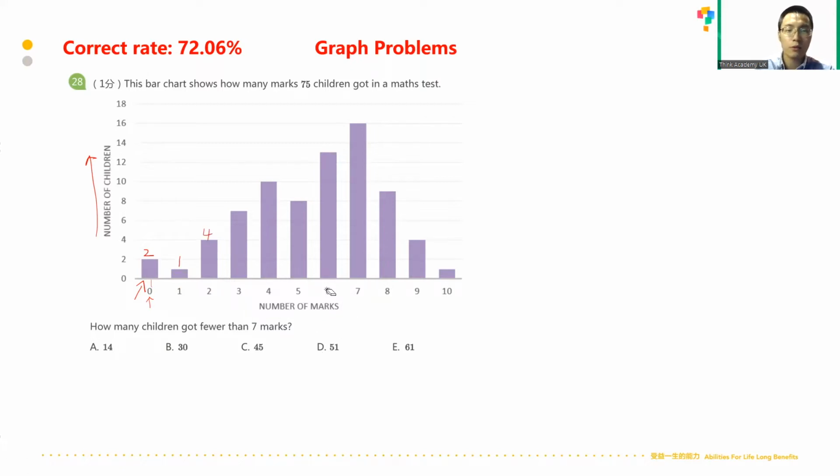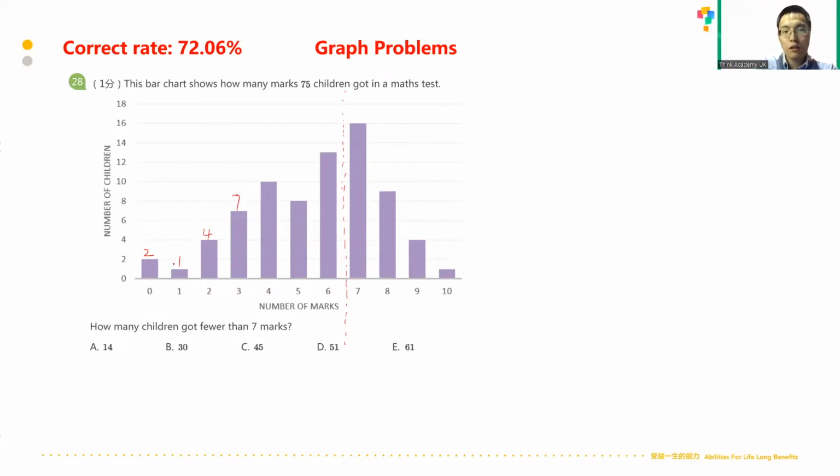Okay, and then let's look at the question. The question is looking for how many children got fewer than 7 marks. First we look at the horizontal axis, which is here. Fewer than 7 marks, so we look at all the columns before the 7 marks, all the columns on the left. I have already marked 2, 1, 4, and this is halfway between 6 and 8. This is 7. This is a good habit. You can mark all the numbers.